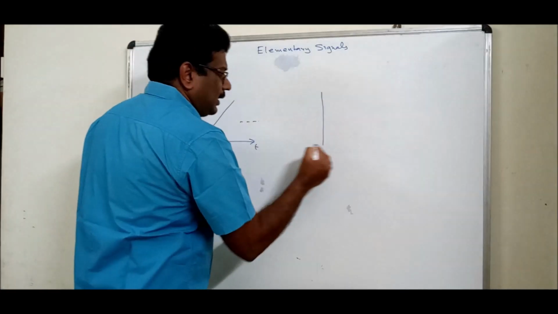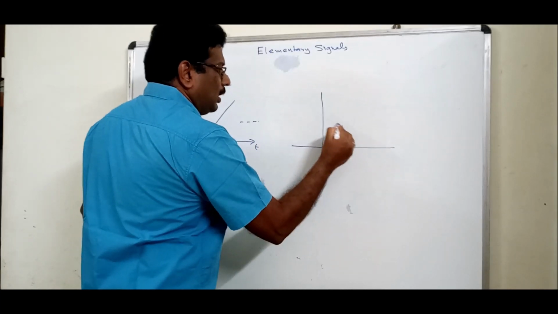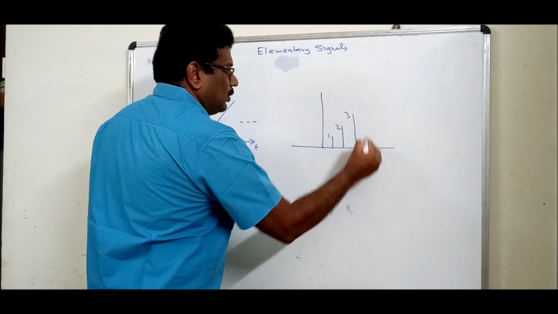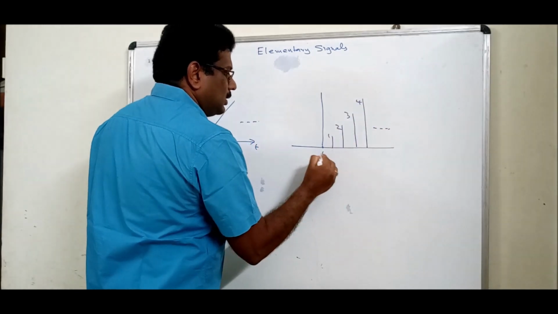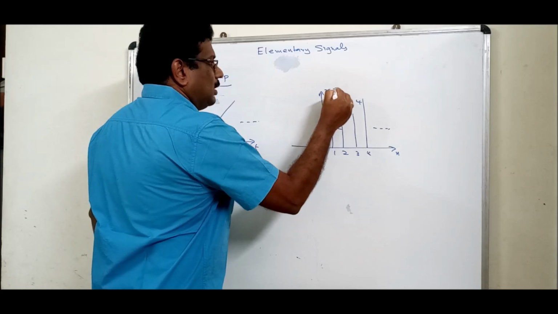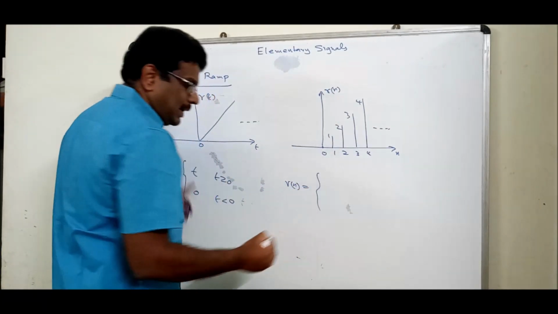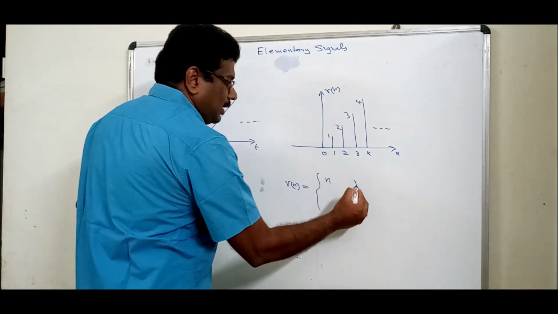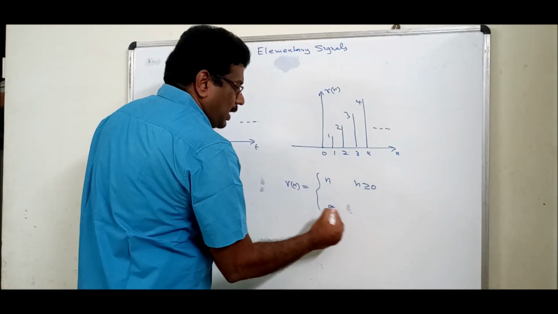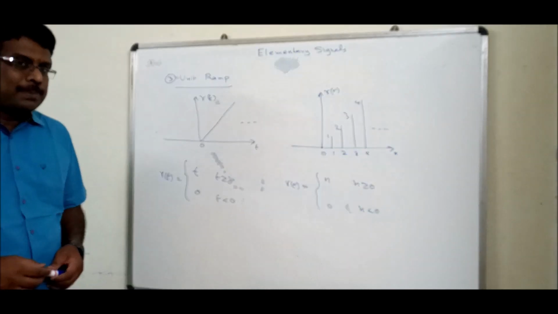The same we have in discrete also. At 0 it is 0, then 1, 2, 3, 4 and so on, in n. This is called r of n. So what is r of n? It is n for n greater than or equal to 0, and 0 for n less than 0. This is your ramp signal.